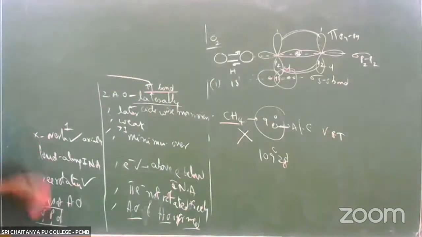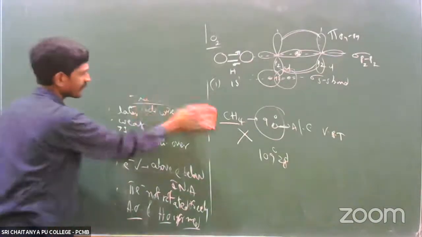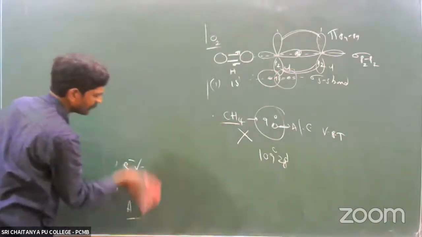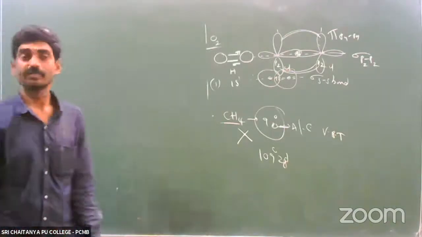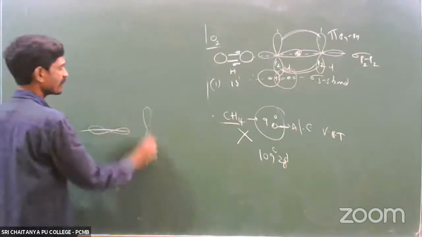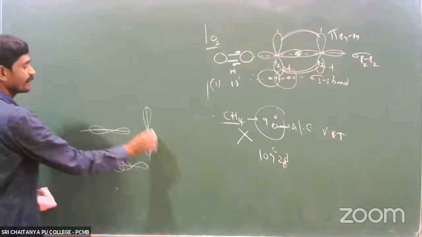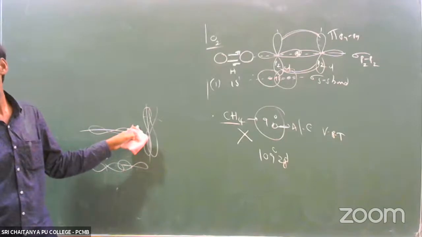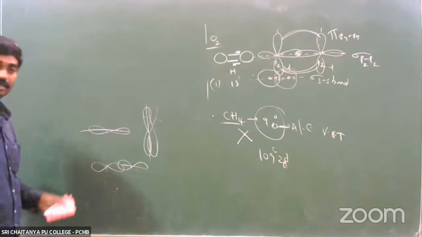And those atomic orbitals which have similar symmetry only get overlapped. Keep in mind, students, a px atomic orbital can overlap with another px atomic orbital. It is not possible to overlap with py. Why? Because symmetry is different. This is the px atomic orbital, this is the py atomic orbital. Both are not possible to overlap. Px can overlap with px only, py can overlap with py only. Py cannot overlap with pz because symmetry is different. Right? This is also very important.